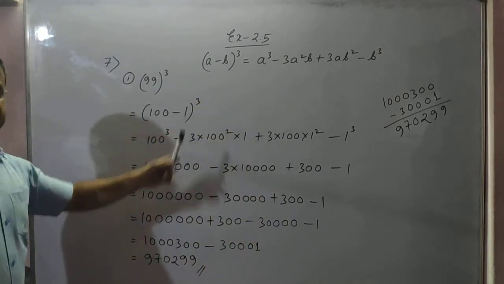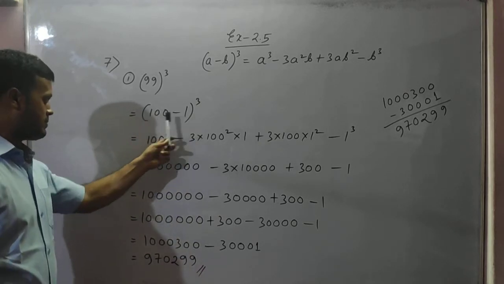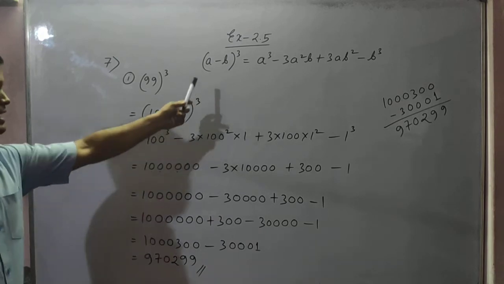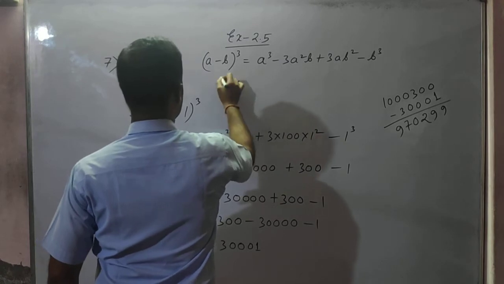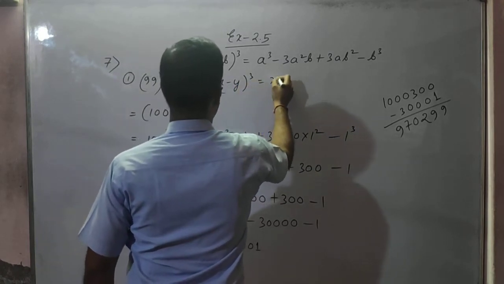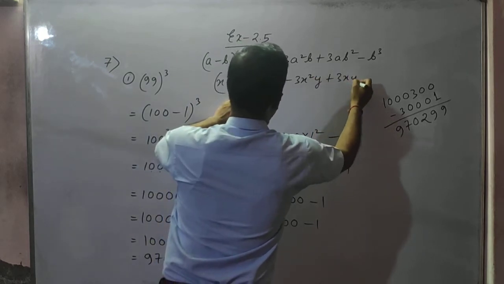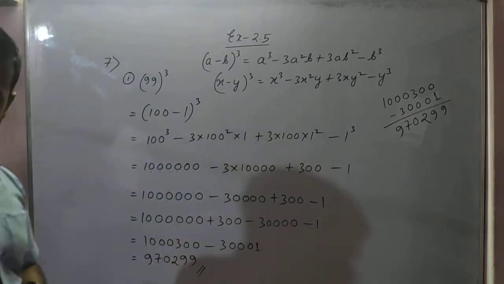See, a minus b whole cube, students. This is a and this is b. First I will write a cube. A minus b whole cube, don't get confused. Okay, a minus b whole cube and x minus y whole cube both are same: x cube minus 3x square y plus 3xy square minus y cube. Same thing.